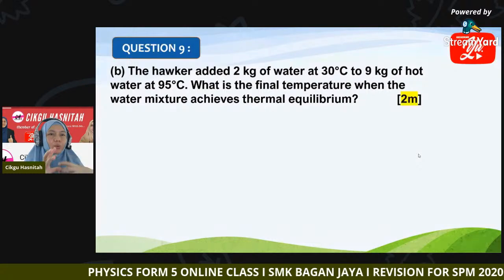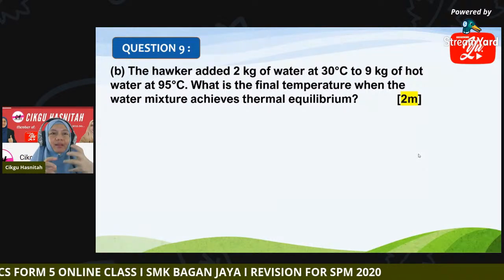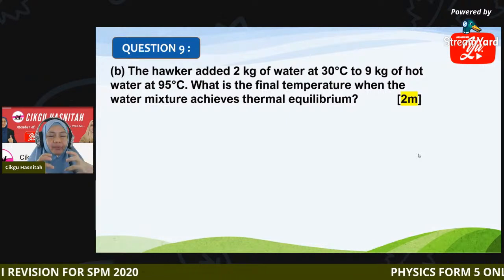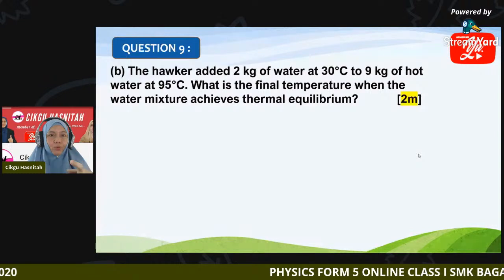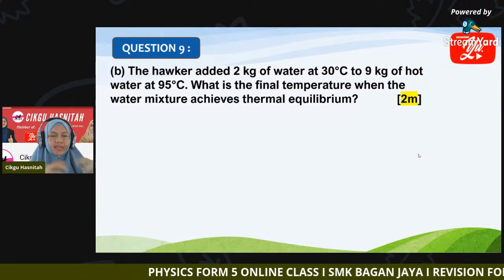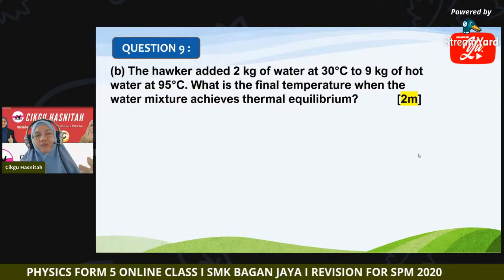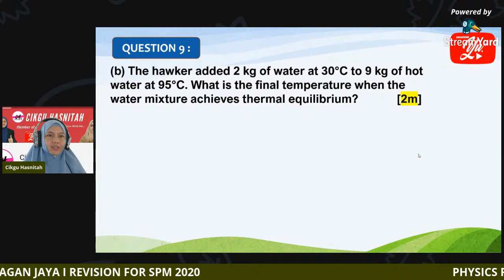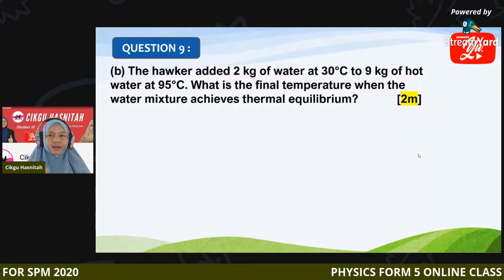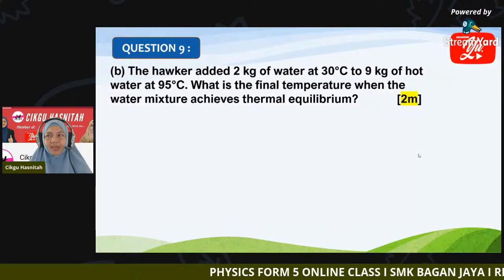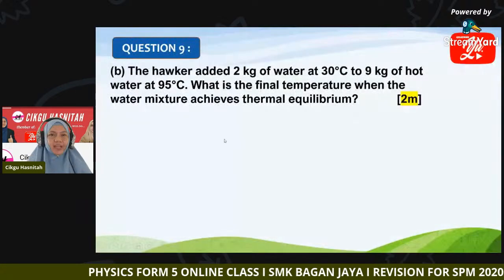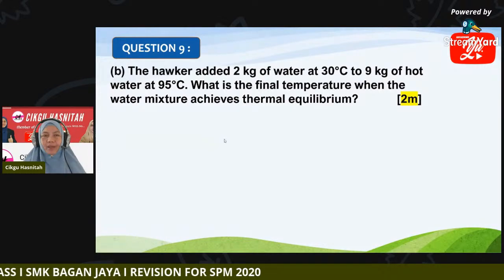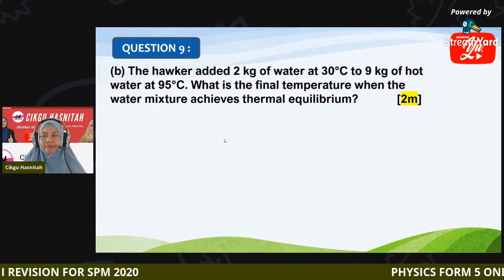So after a while, they will reach thermal equilibrium, where the final temperature will be the same or equal. So we want to find this final temperature. So how to find it? How to find the final temperature of these two waters when they are at thermal equilibrium? So what equation do we apply here? You can try to work on it and find the final temperature.